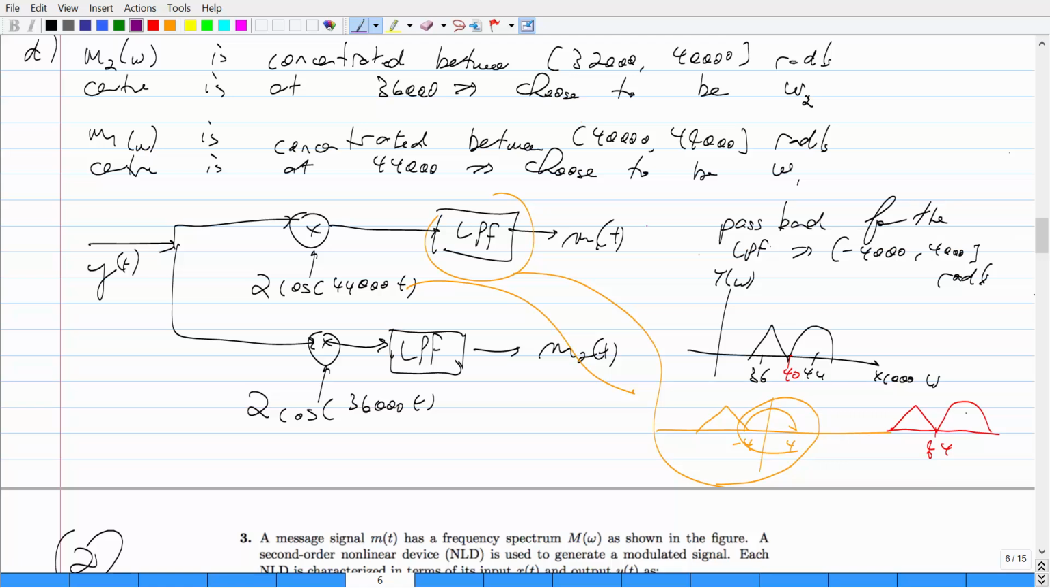I won't show you, but this is just one example where you want to choose the correct carrier frequency so that you get the right signal centered at the baseband, and then you apply the appropriate low-pass filter so that you get the correct output. And then, you don't need this anymore. Okay, and that's it.